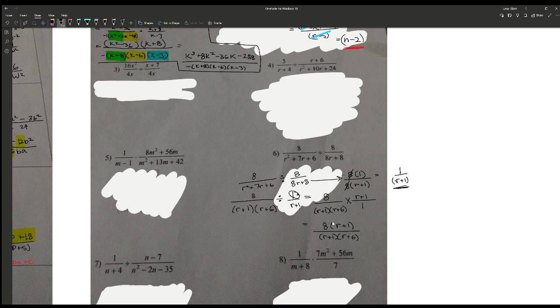And would you look at that? Once again, we have factors in the numerator and the denominator that are the same. So what are we going to do? Once again, we are going to cancel them. So in the end, we are left with 8 over r plus 6. That is our final answer.